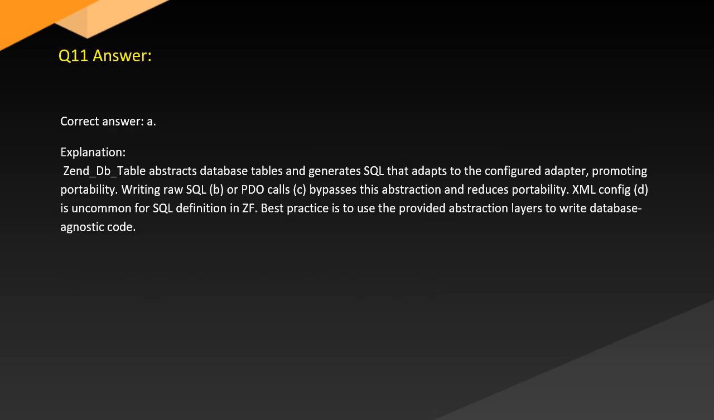Answer. Correct answer: A. Explanation. Zend Db Table abstracts database tables and generates SQL that adapts to the configured adapter, promoting portability. Writing raw SQL, B, or PDO calls, C, bypasses this abstraction and reduces portability. XML config, D, is uncommon for SQL definition in ZF. Best practice is to use the provided abstraction layers to write database-agnostic code.